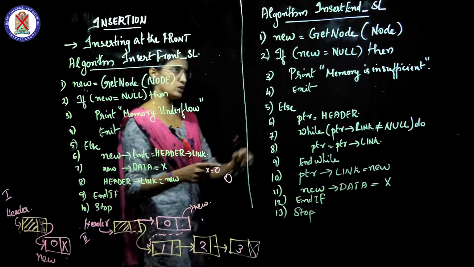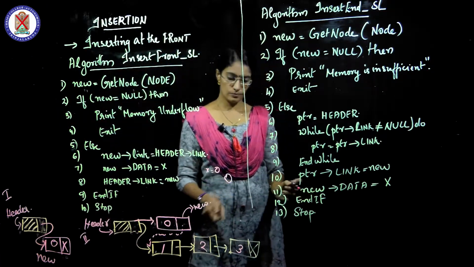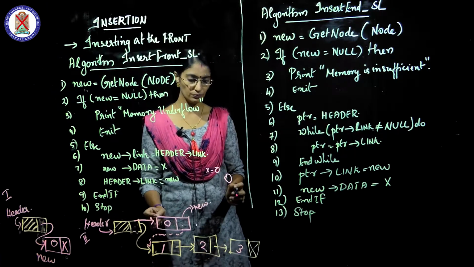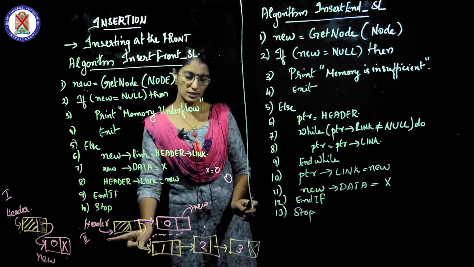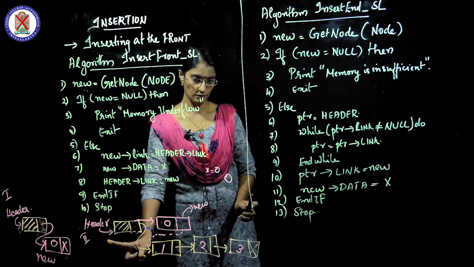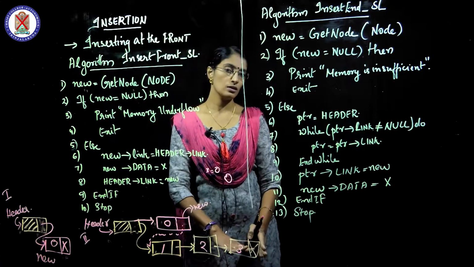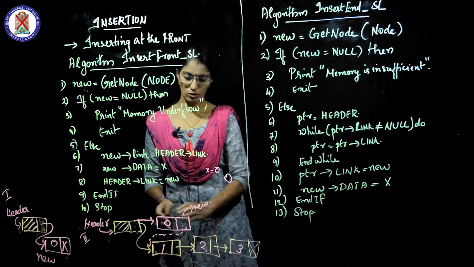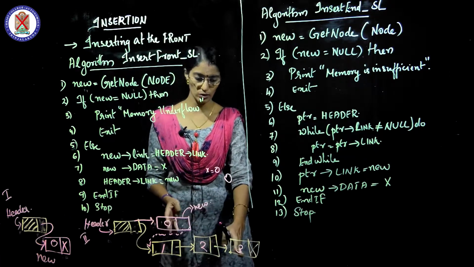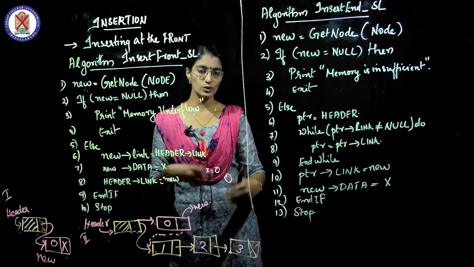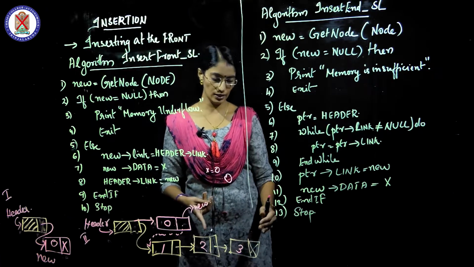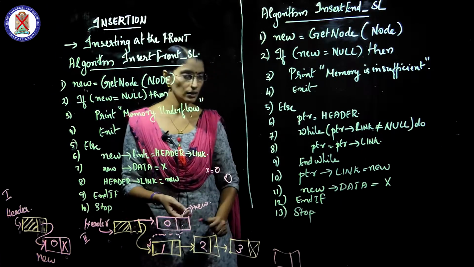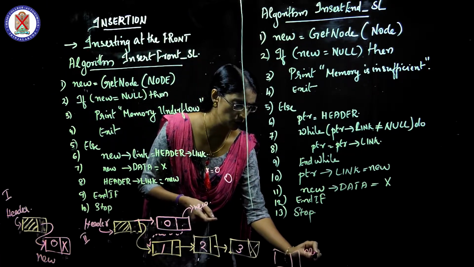Now what happens when you insert at the end? Suppose we can take the same algorithm, same example. Now inserting at the end. What do you mean by inserting at the end? You have already an existing linked list. You have already created, say for example, 3 nodes, or adding this node you have 4 nodes. And what happens? You're going to insert a new node at the end of the linked list. So you have to have a new node at the end of the linked list. Suppose this is our new node.